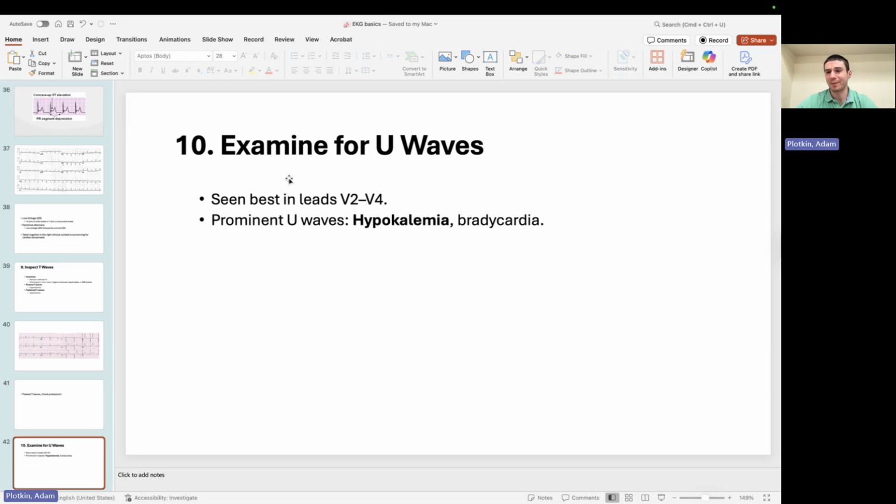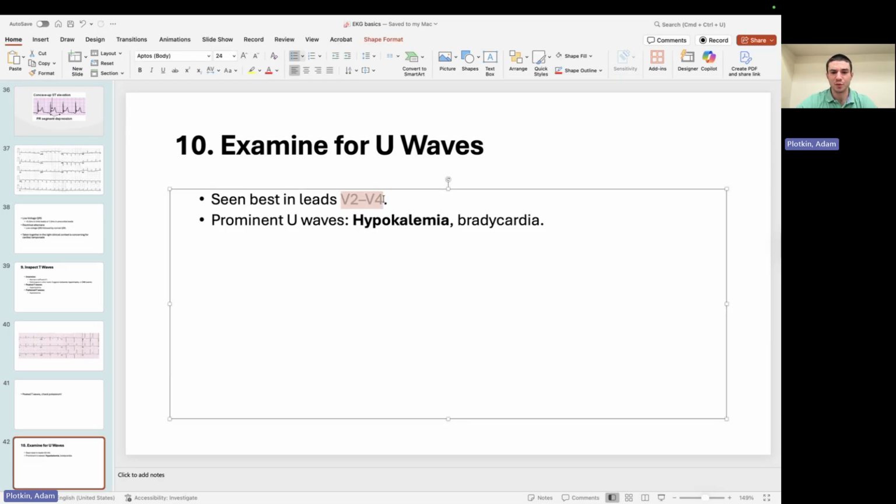Step 10, you examine for U waves, okay? They're seen best in V2 and V4. Again, it can happen for various different reasons. The one you want to know for USMLE Step 1 is hypokalemia.